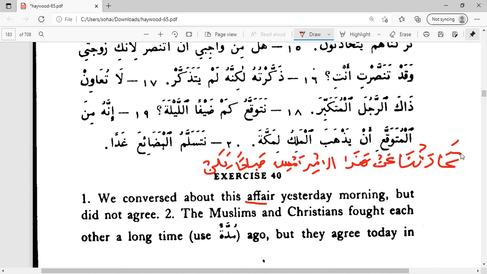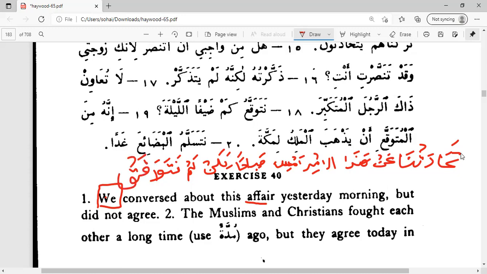Okay, so we should add lam. Yeah, lam. توافق يتوافق. Yatawafaqu. It is for plural, so we should use the plural form, right? Who are we talking about? We're talking about we, right? Look at the sentence. We conversed about this matter this morning, but did not agree. Who did not agree? So how do you say we?